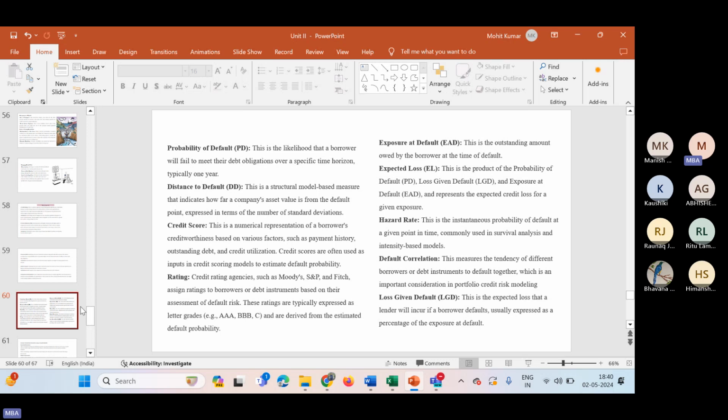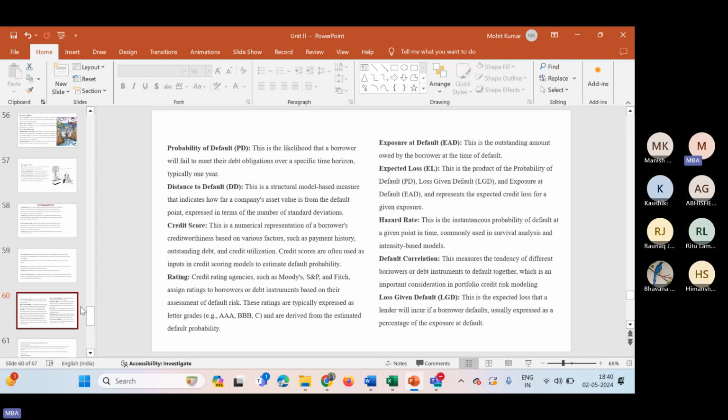So first is probability of default. This is the likelihood that a borrower will fail to meet their debt obligation over a specific time horizon, typically 1 year. Like in 1 year, what is the probability or likelihood that a borrower will not pay the debt?